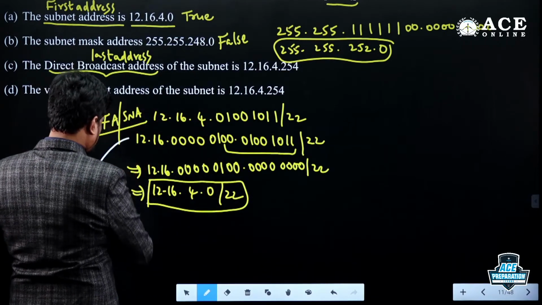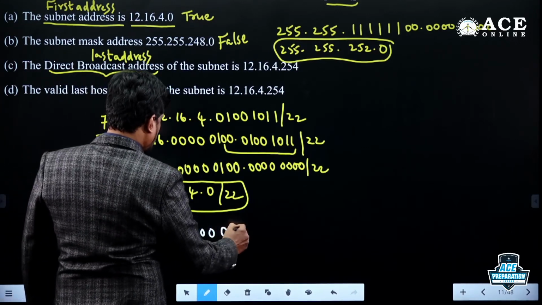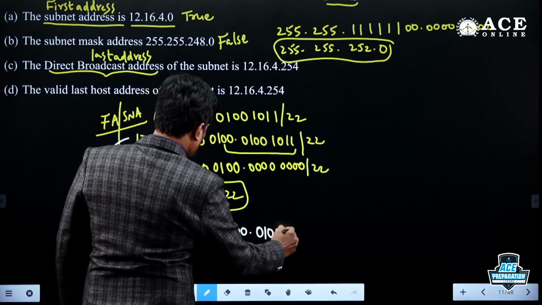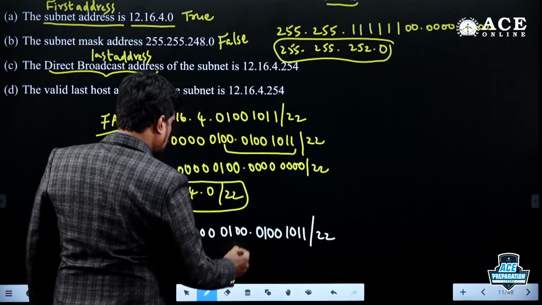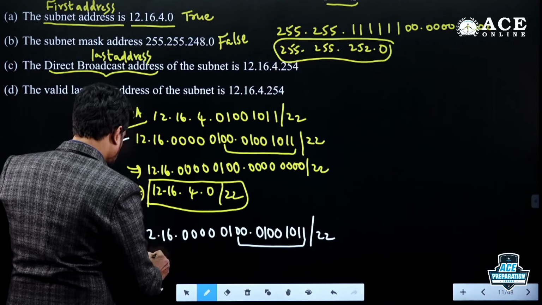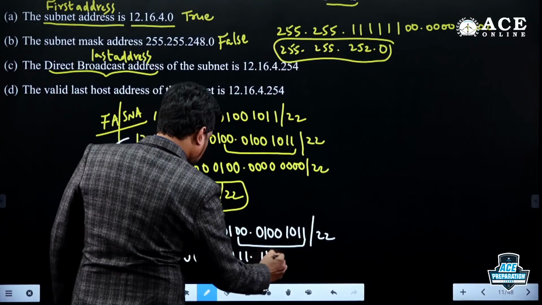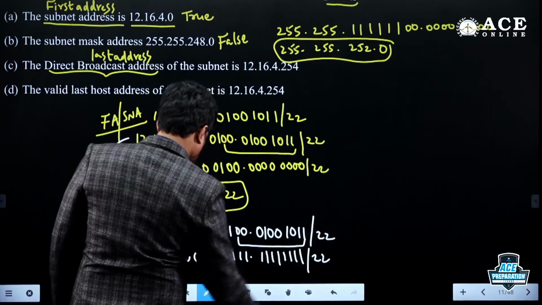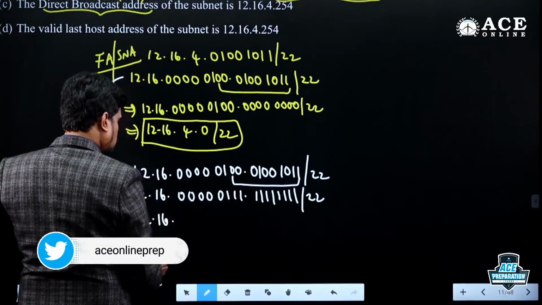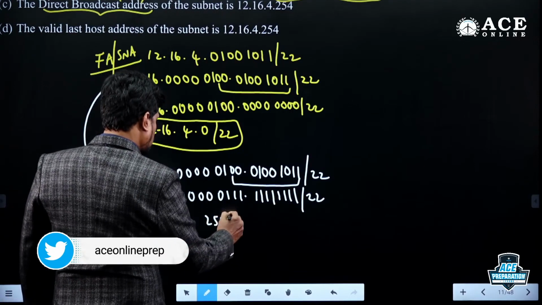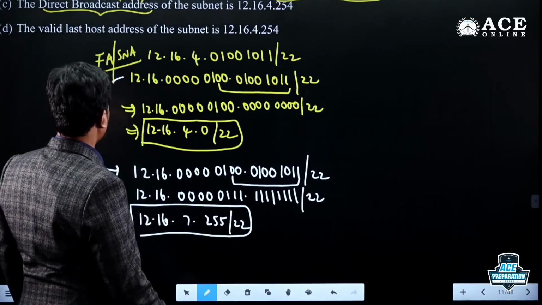Look, I am considering this: 12.16.4 with bits 0001 00 and then 10 bits 1011 in the last part, slash 22. The last 10 bits I need to set to 1 here. Then it is 12.16.4 with 0001 11 and all ones, slash 22. Then this is going to be 12.16.7.255, slash 22. This is your direct broadcast address, or the last address of the subnet.